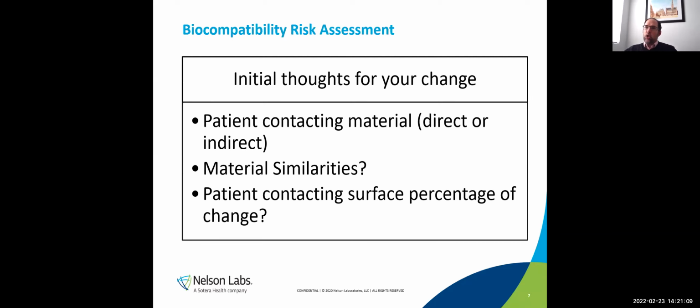But if you're changing the majority of your device, now you're basically having a new device, and that impact's much bigger to the patient and to our risk assessment. So we'll kind of talk through some thought processes of that in a minute.